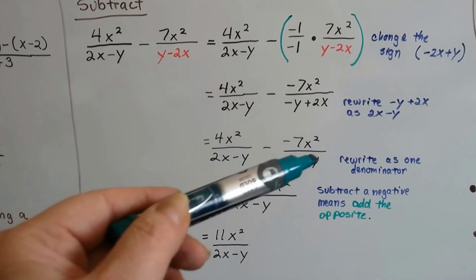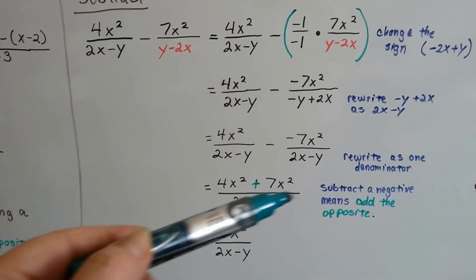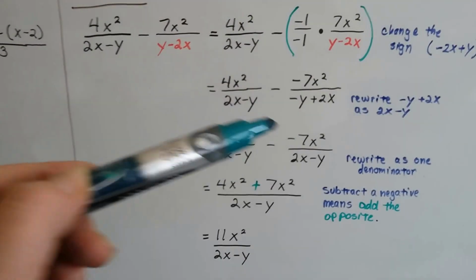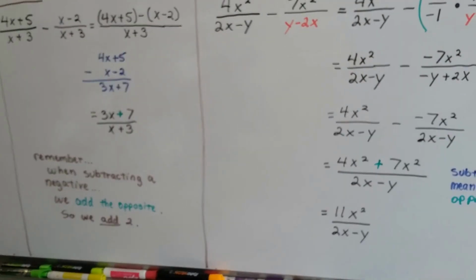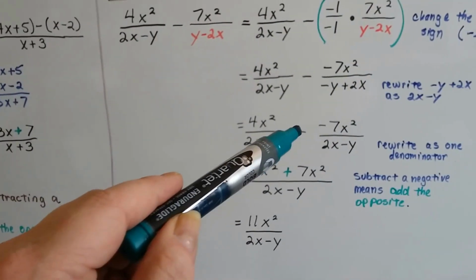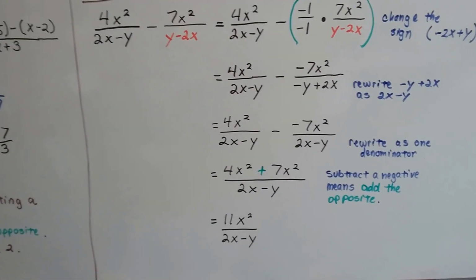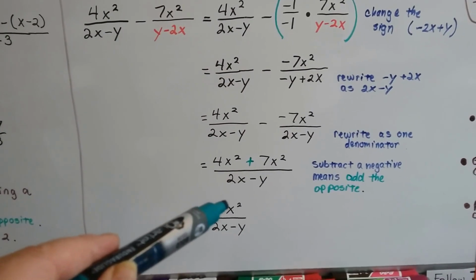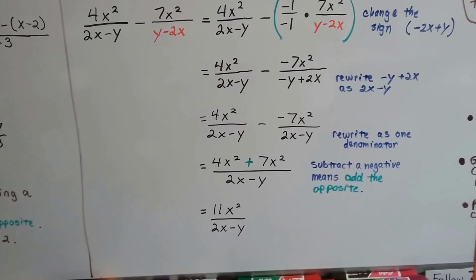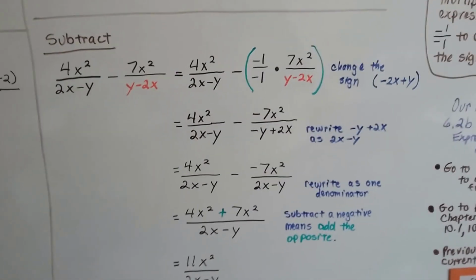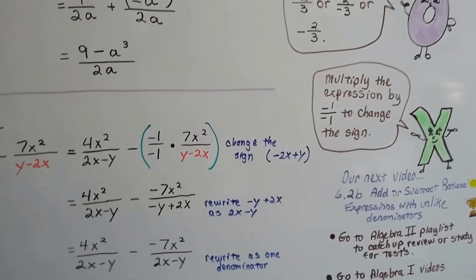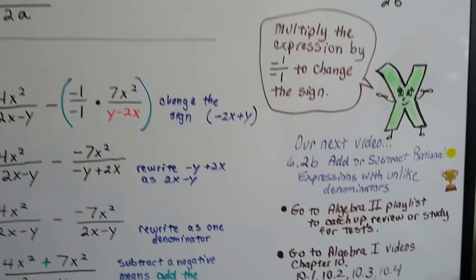So now we have like denominators. We can write it with one big fraction bar, and if you look, we're going to subtract a negative. And remember, that means we're going to add the opposite. So instead of subtracting a negative 7x squared, we're going to add a 7x squared. See? That's going to give us an 11x squared over 2x minus y. Okay? So just remember to multiply the expression by a negative 1 over a negative 1 to change that sign.